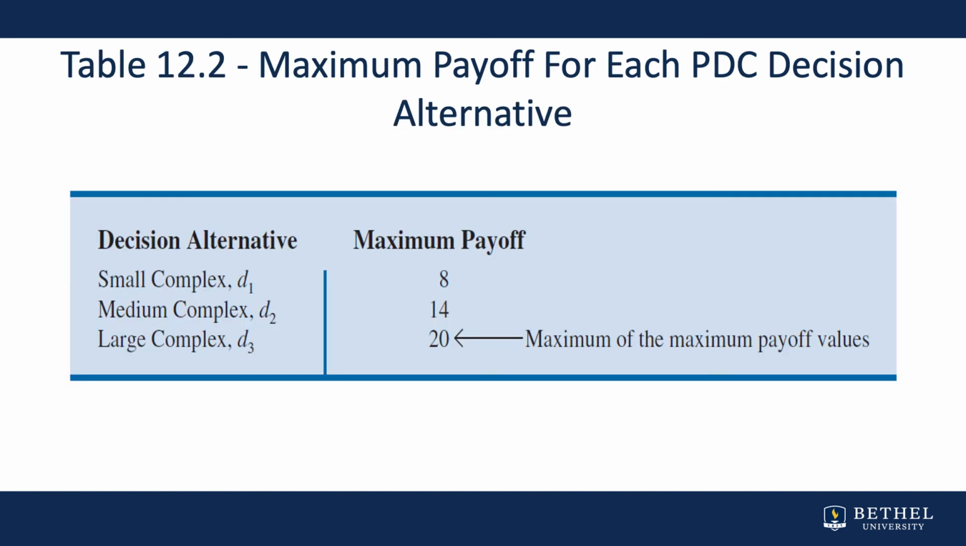If you look at table 12.2, let's look at the maximum payoff for each decision alternative. If the company chose the small complex, 30 condominiums, the maximum payoff would be $8 million, represented by the number 8. If they chose the medium complex of 60 condominiums, then the maximum payoff would be $14 million. If they chose the large complex of 90 condominiums, then the maximum payoff would be $20 million.